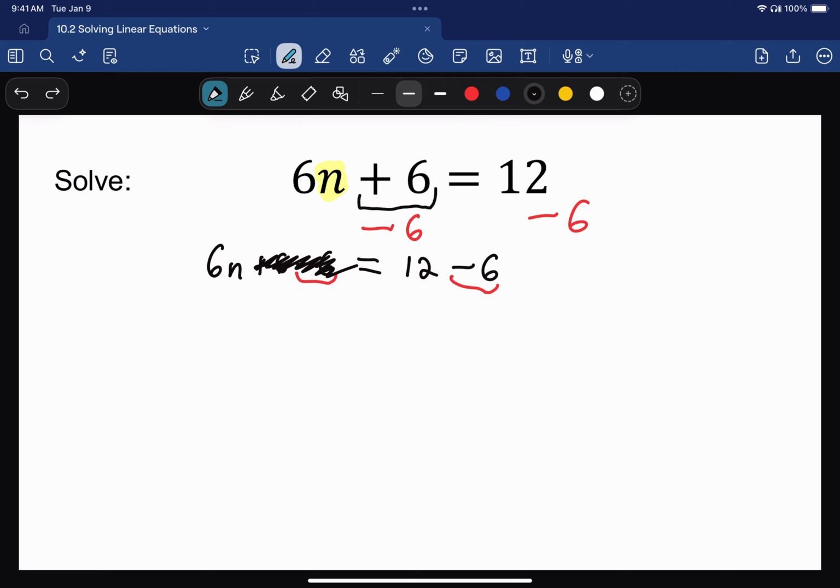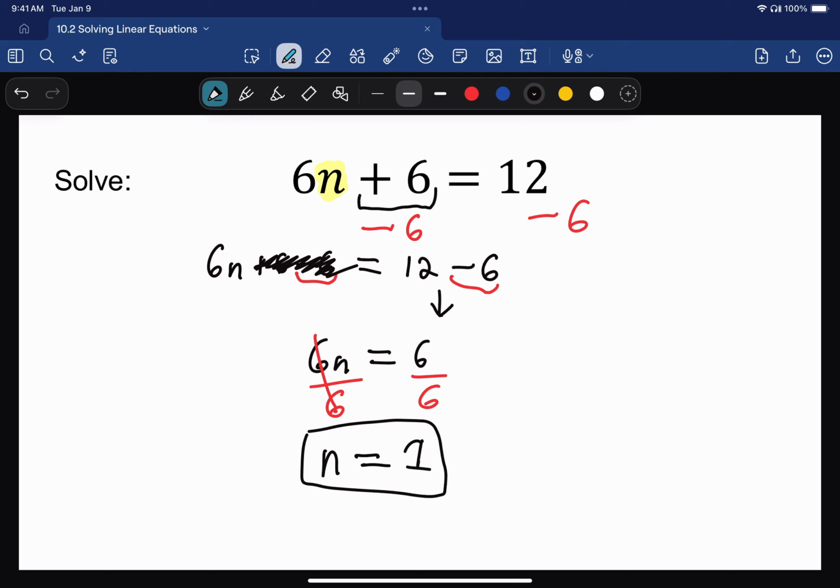And then we need to subtract 6 from this side. 12 minus 6 is 6. So now we have 6n equals, this side we can simplify to 6. So now our equation is 6n equals 6. So we're almost there. We need to still get n by itself. So let's divide this side by 6 now, same as the last unit, and then we'll divide this side by 6. So these will cross off, and 6 divided by 6 equals 1. So we actually end up with n equals 1 in this case. So that is the answer.